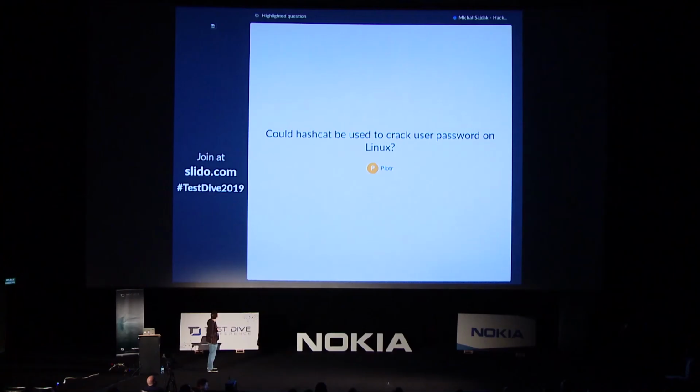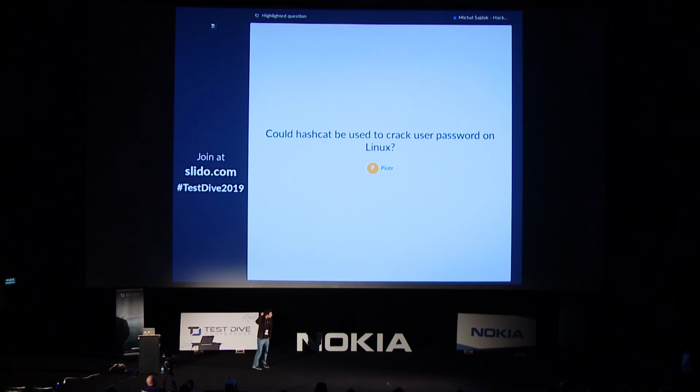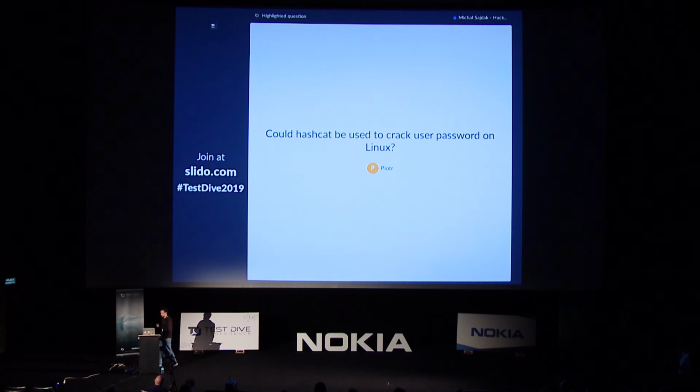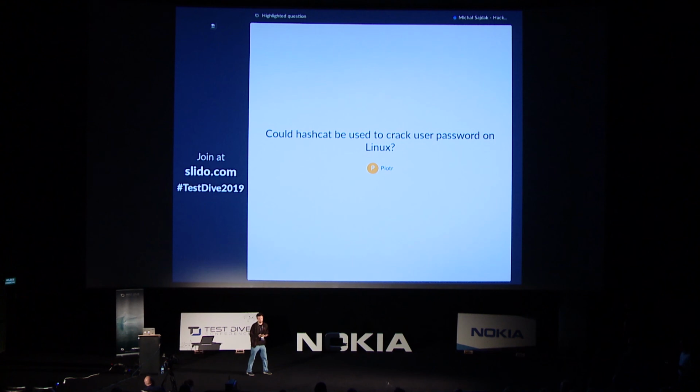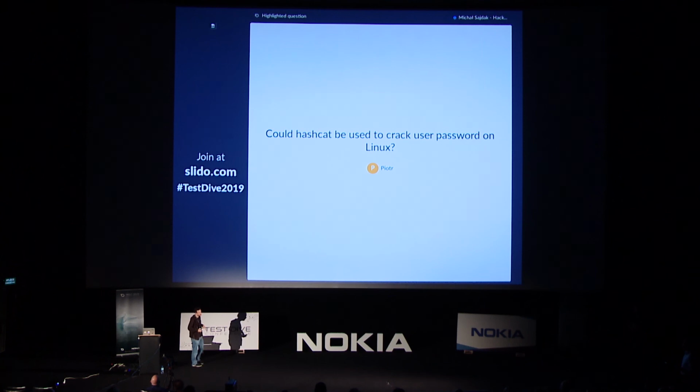And this one is from Piotr. Could hashcat be used to crack a user password on Linux? Okay. If you ask if hashcat runs on Linux, then the answer is yes. If you ask if you can crack a password for accessing Linux, the answer is also yes. But you must have the hashed version of the password. And this hashcat, oh, we don't have my screen. This hashcat supports more than, I don't know, 100 different algorithms. Also salted algorithms, complicated algorithms, cracking VeraCrypt, cracking TrueCrypt, and so on and so on.